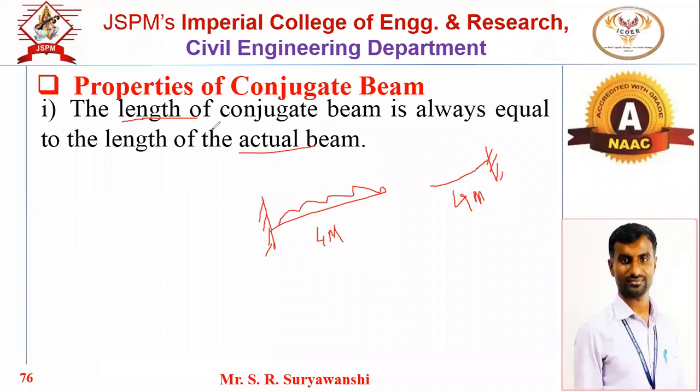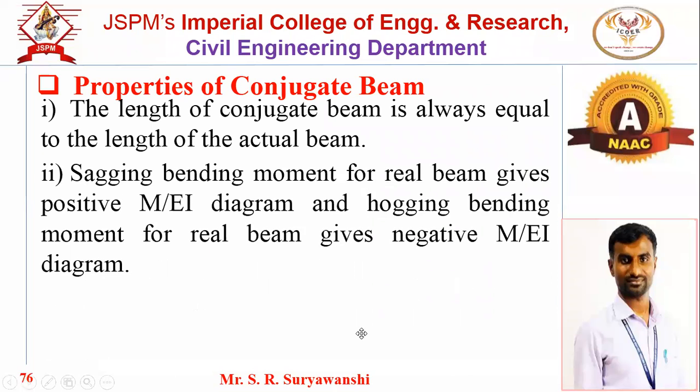The length will be the same: 4 meter for the real beam, 4 meter for the conjugate beam, as per the given problem. Second point: sagging bending moment of the real beam gives positive M by EI diagram, and hogging bending moment of the real beam gives negative M by EI diagram. I will explain in detail.